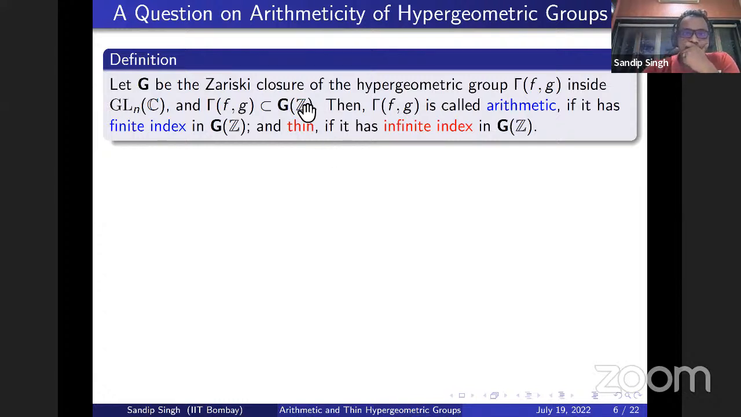Okay, so we know that being thin, it can't be a lattice inside Z.